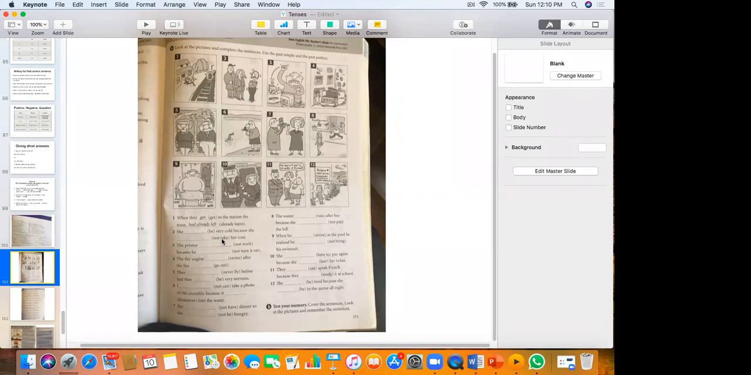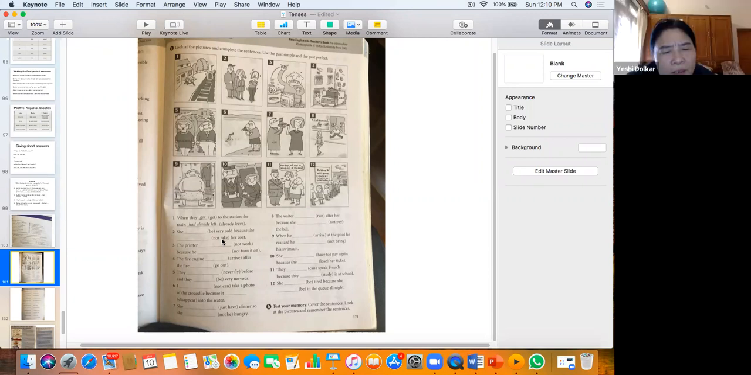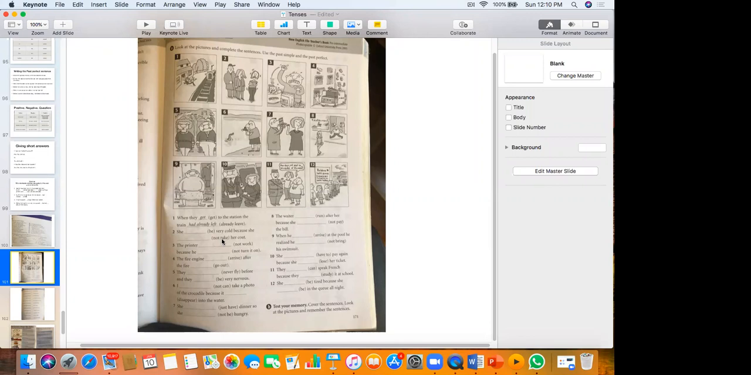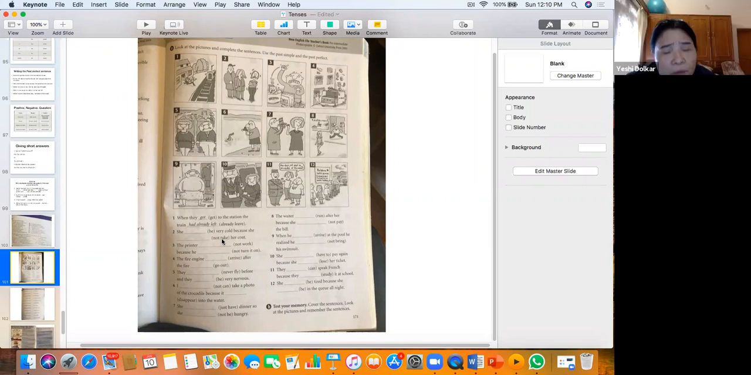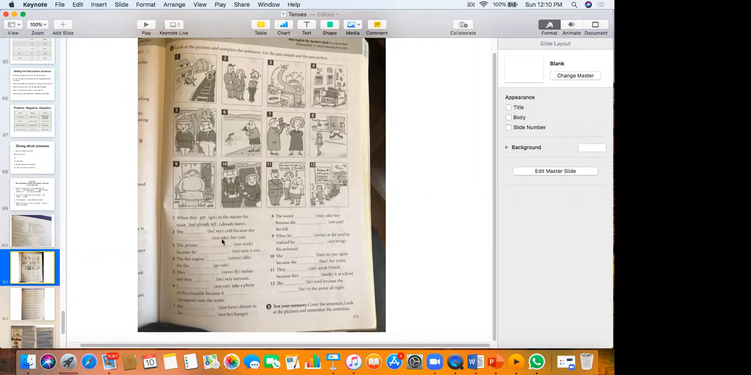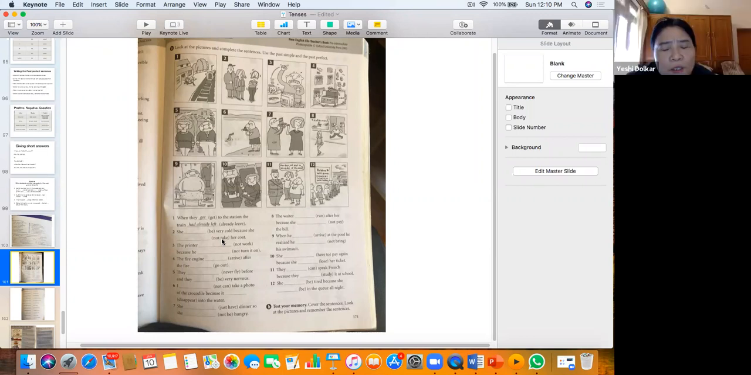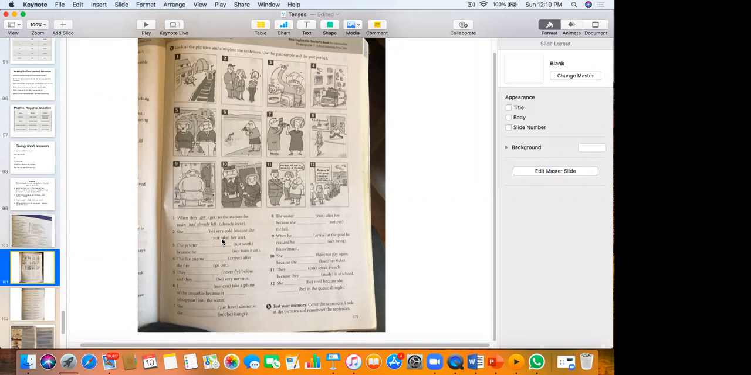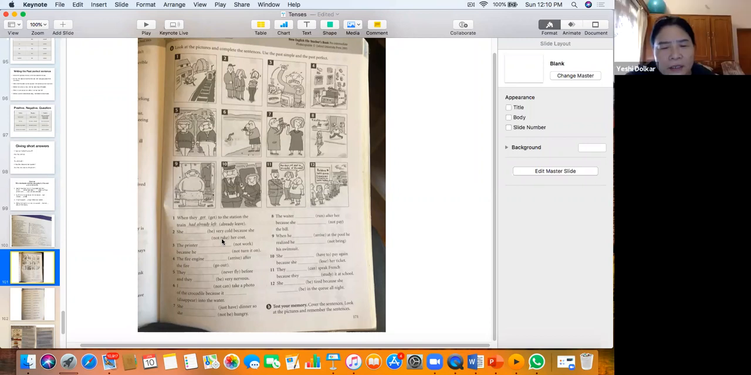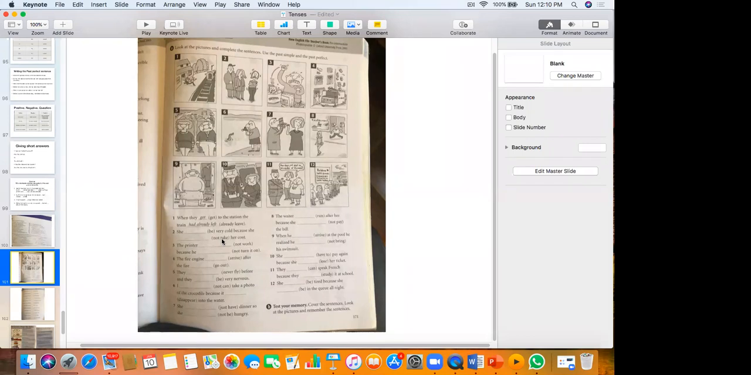They can't speak French because they had... They can't. It's the past tense of can. They could not. No, it's not negative. This is a positive sentence. They could speak French because they had studied it at school. Yes, because they had studied it at school. All right.